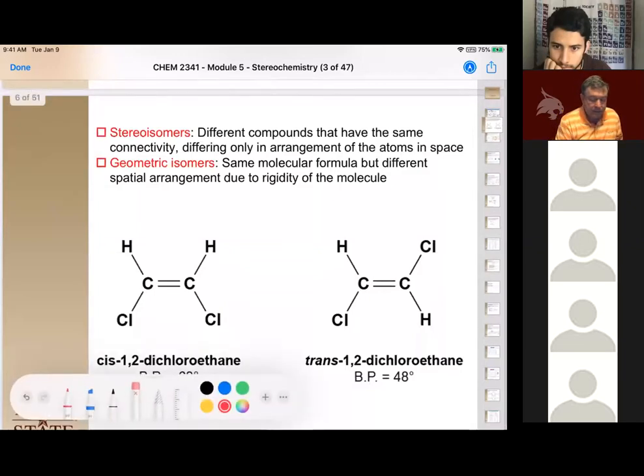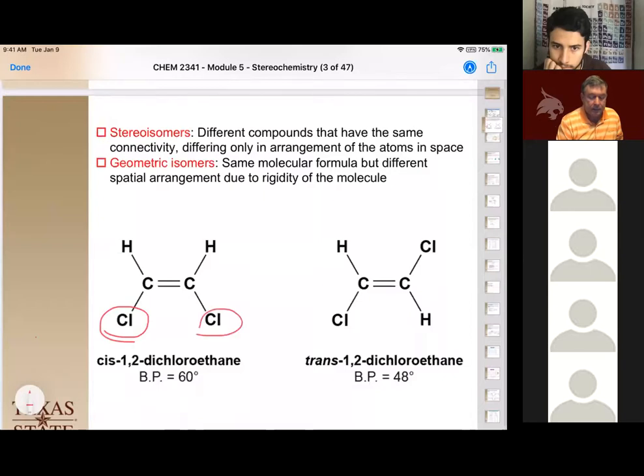And in this case, if the chlorines seem to be on the same side of that double bond, we have a specific configuration, and it has a specific boiling point, okay? And this boiling point is defined by its relationship with the other molecules in space. And as it turns out, because of the polarity, this molecule has a dipole moment or polarity going toward those chlorines because they are both electron withdrawing groups.